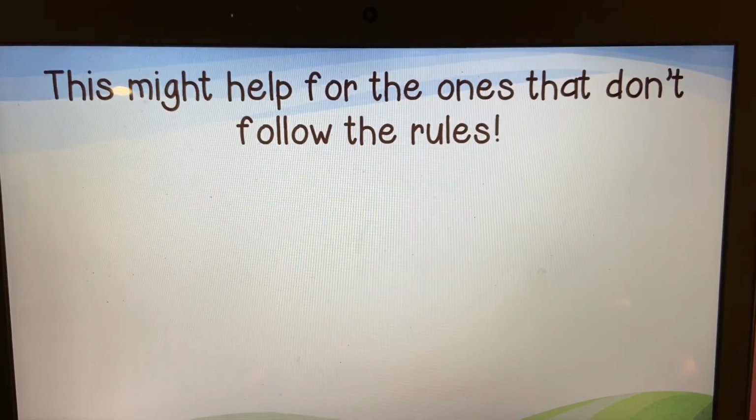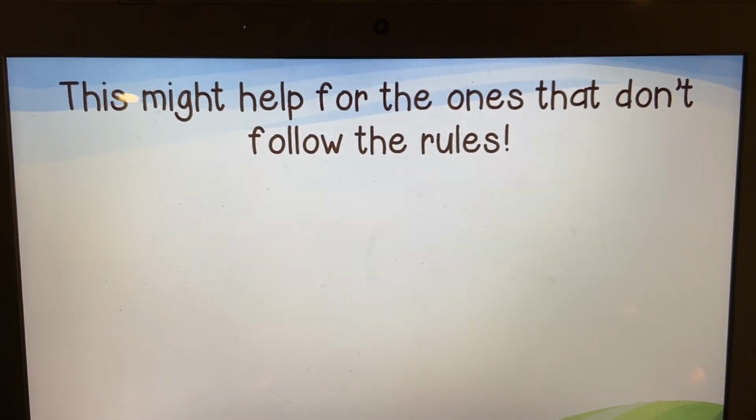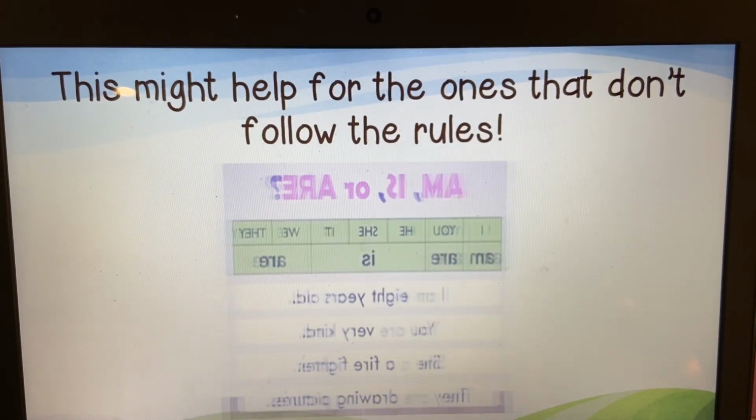Okay. There are always going to be some words that don't follow the rules, so this might help. So you may pause and study this chart.